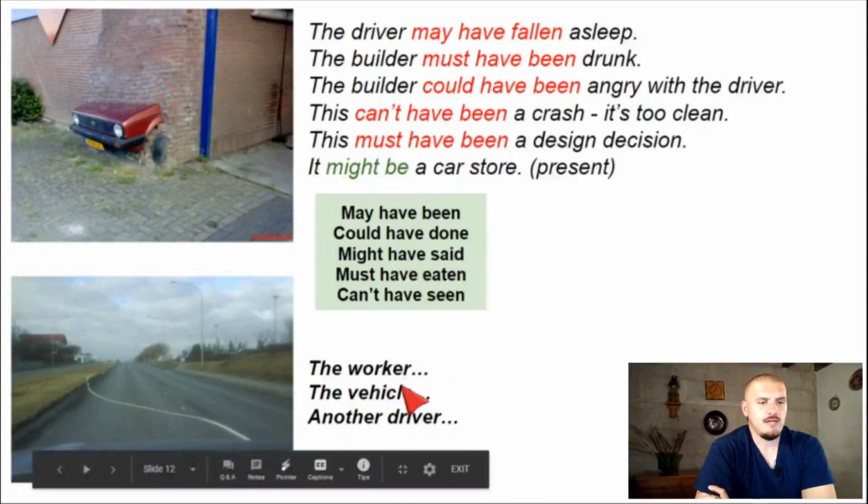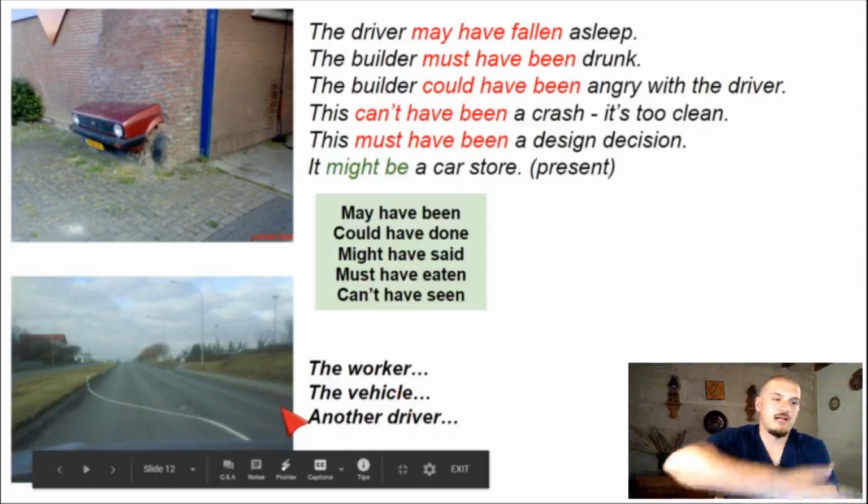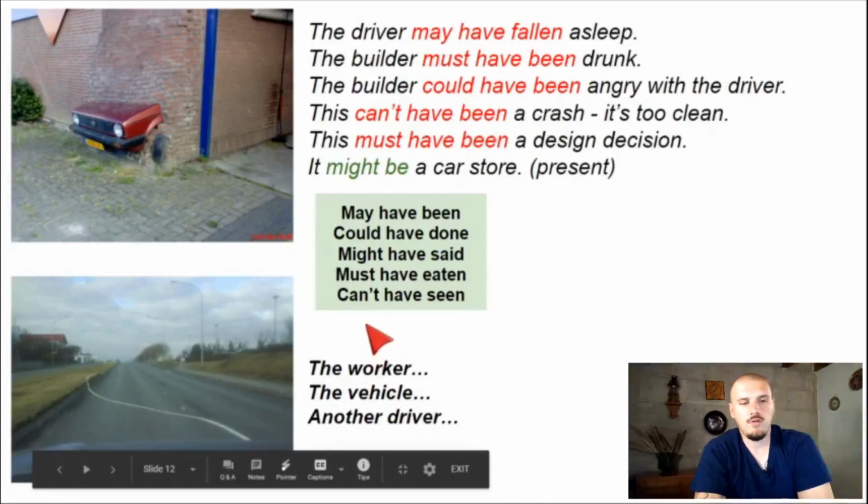The vehicle, el vehículo que estaba pintando la línea, tal vez tuvo una malfunción. Another driver, otro chofer, tal vez venía del lado equivocado y hizo que el chofer del vehículo de pintar se fuera al otro lado de la calle. No sé. ¿Qué pudo haber pasado? What could have happened?